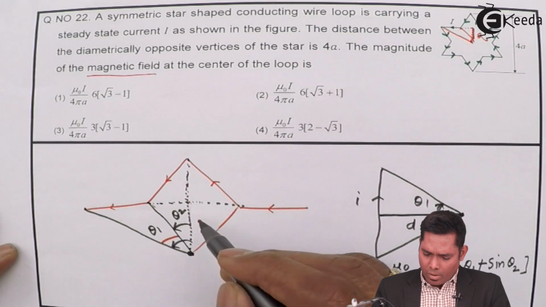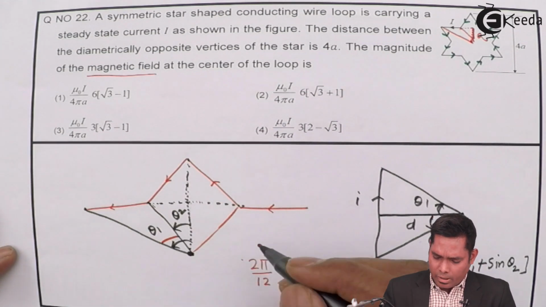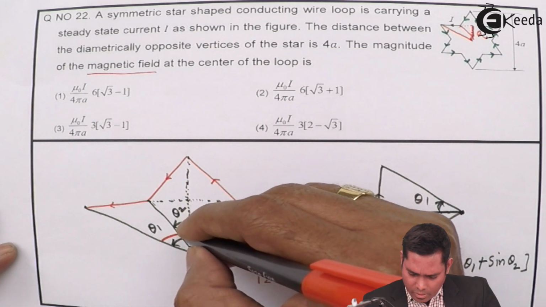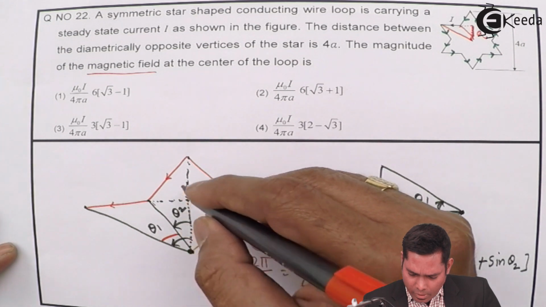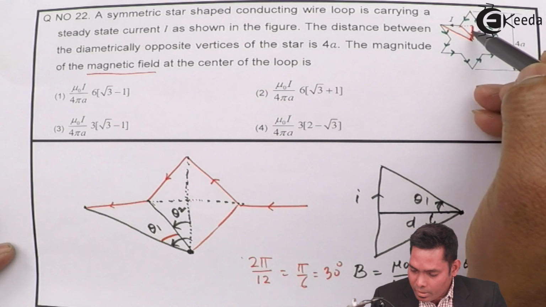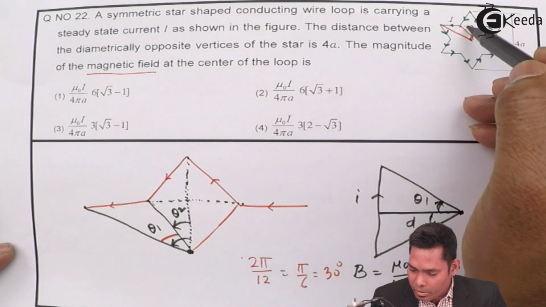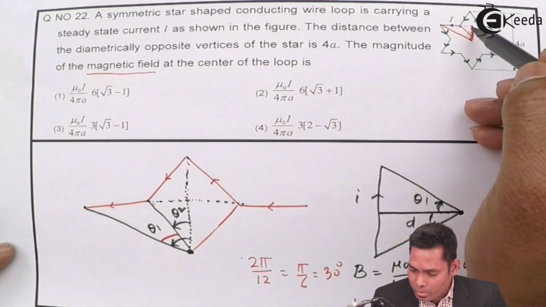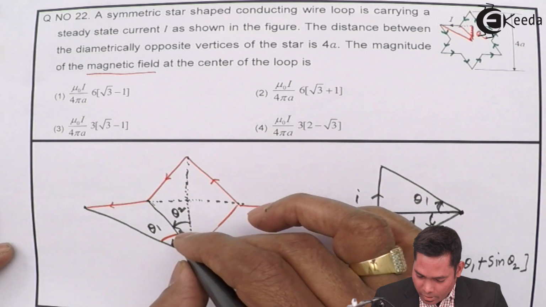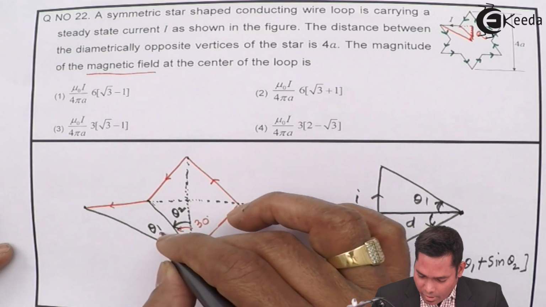This is 30, and this is 30. Then what about this angle? This angle also you have to find. Now this angle is 30, and what about this angle? This is 90. So this angle is also 30. This angle is also 30. This is 30. This angle is 30.